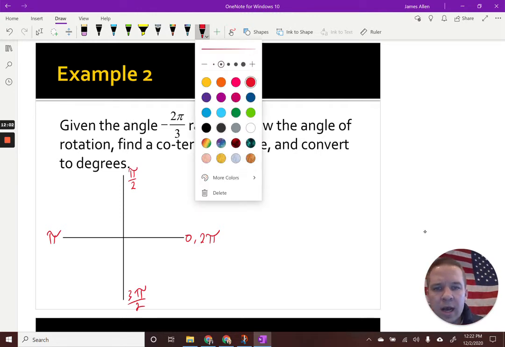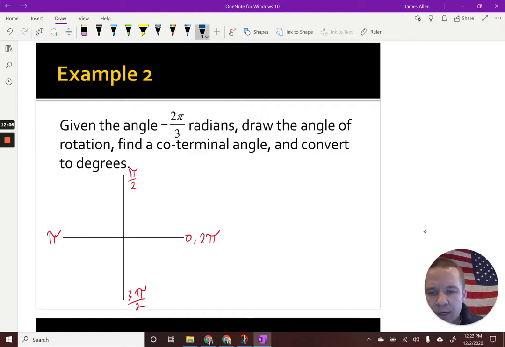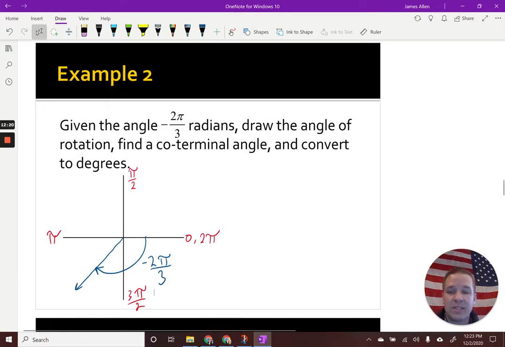Well, for that one, I'll change colors here. We'll go with blue. I'm going to end up in the third quadrant like that. Negative 2 pi over 3. If you think about 2 pi over 3, that's a little bit bigger than 1/2 pi. So if I was positive, I'd be going into the second quadrant, but because I'm negative, I'm going into the third quadrant. Lovely.